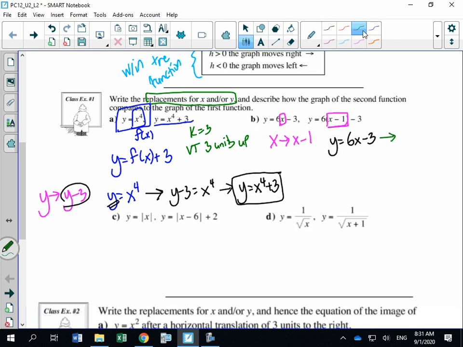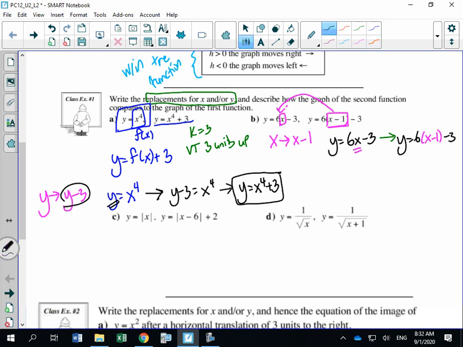What they've done is they've taken this x out and they've replaced it with x minus 1. So what we're going to get is y is equal to 6 x minus 1 and then minus 3.